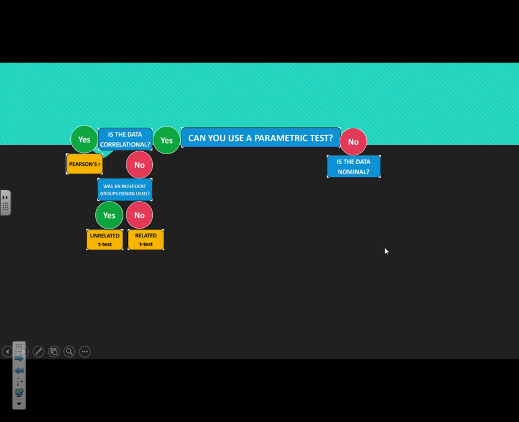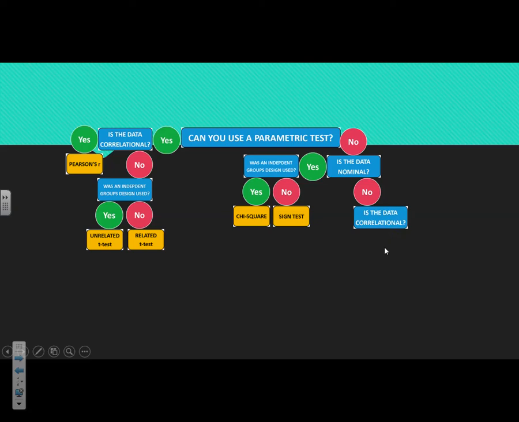So you ask yourself, is the data nominal? If the answer is yes, you have to decide what the experimental design was. If it was independent groups, it's chi-squared. If it was repeated measures or matched pairs, then it is the sign test. If the data wasn't nominal, so if the data was ordinal, essentially, or interval, but one of the other things stops you from using a parametric test.